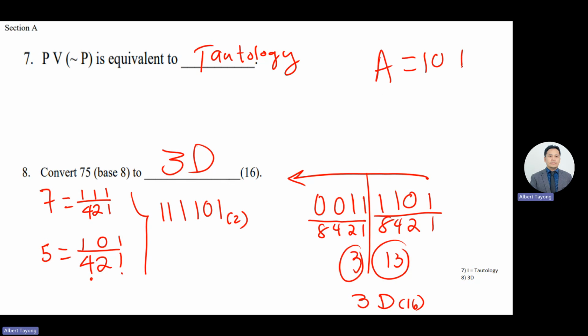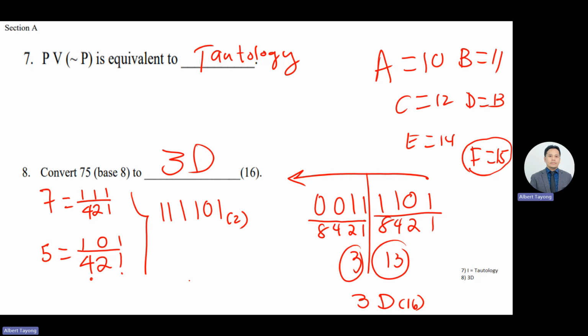So A is 10, B is 11, C is 12, D is 13, E equals 14, and F equals 15. The highest in the hexadecimal number system. That is why we use 8, 4, 2, 1, because 8 plus 4 plus 2 plus 1 equals 15, or F.